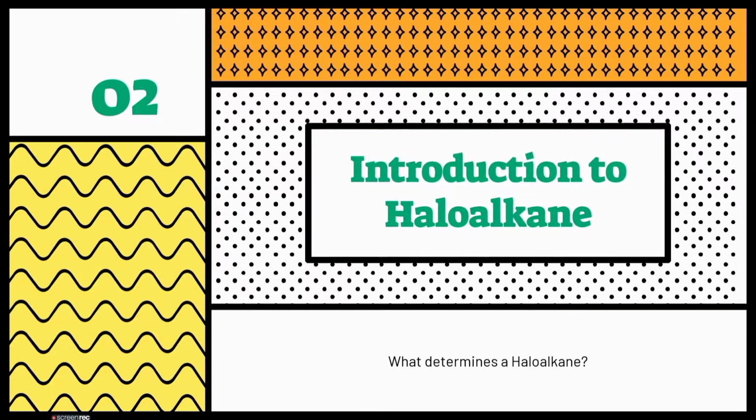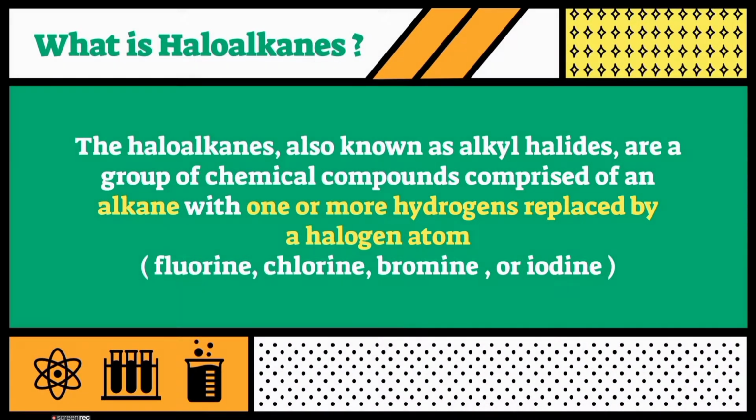Introduction to Haloalkane. What is haloalkane? The haloalkanes, also known as alkyl halides, are a group of chemical compounds comprised of an alkane with one or more hydrogens replaced by a halogen atom, which are fluorine, chlorine, bromine, or iodine.